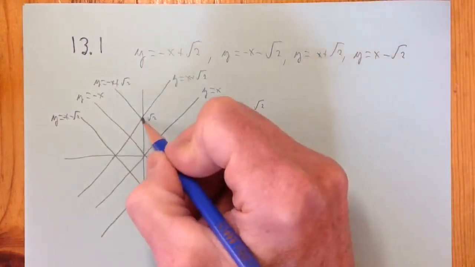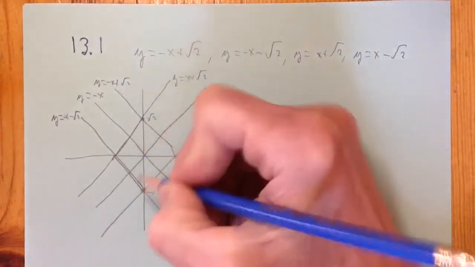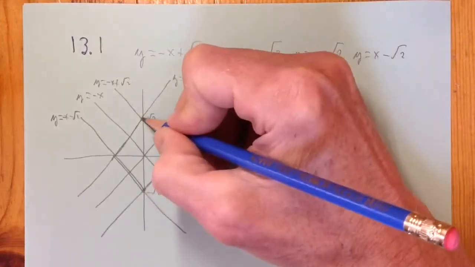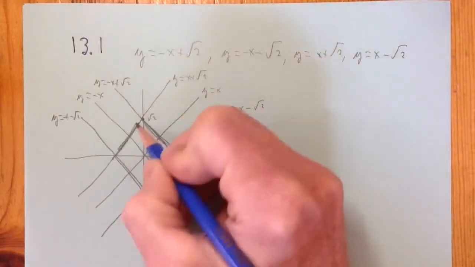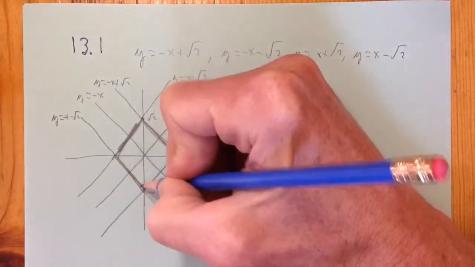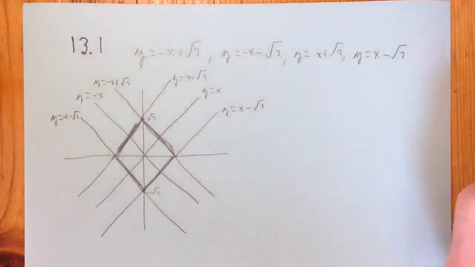Okay, so here's our not so pretty diamond. They should be right angles there. That is formed by all those lines. Okay, there's our diamond.